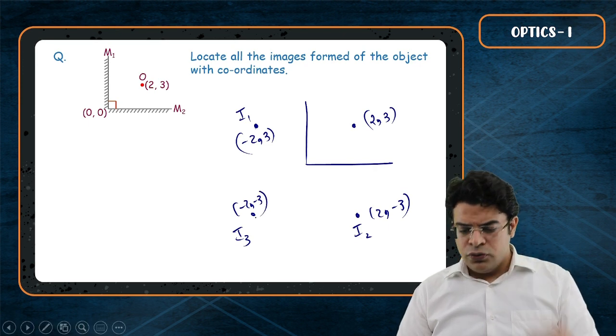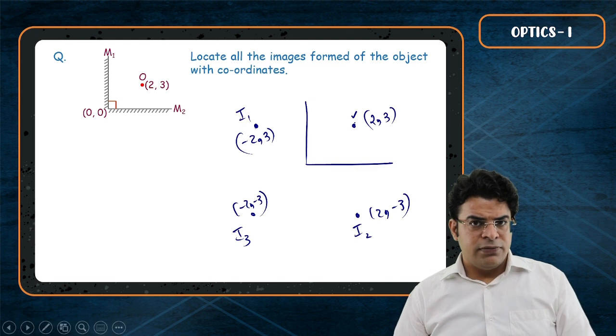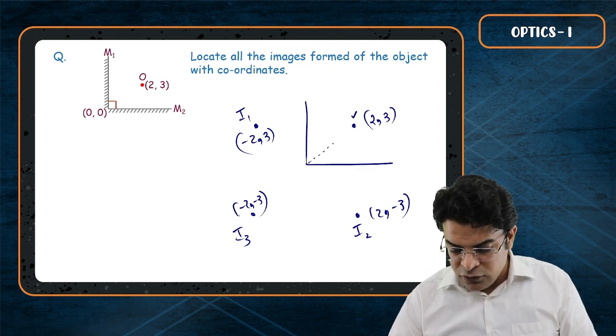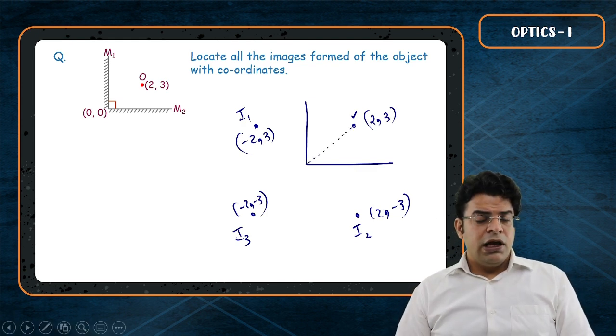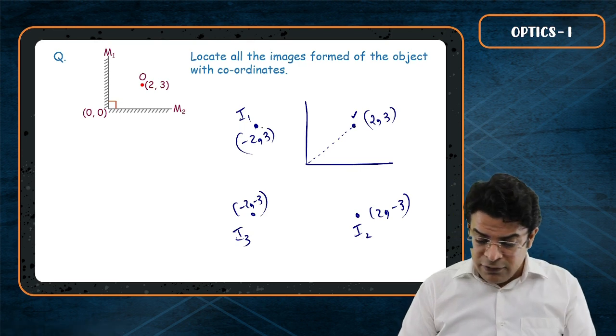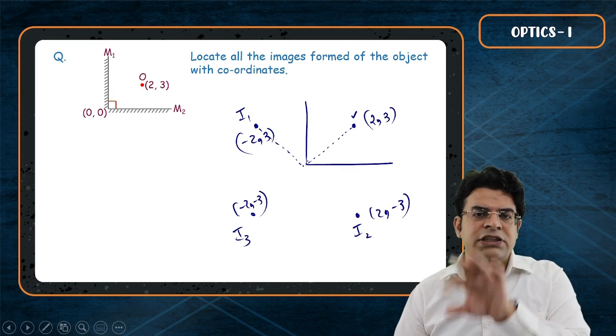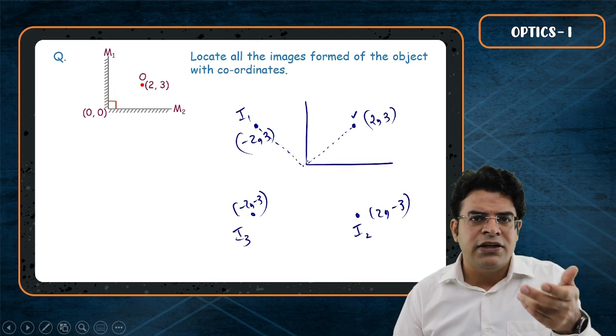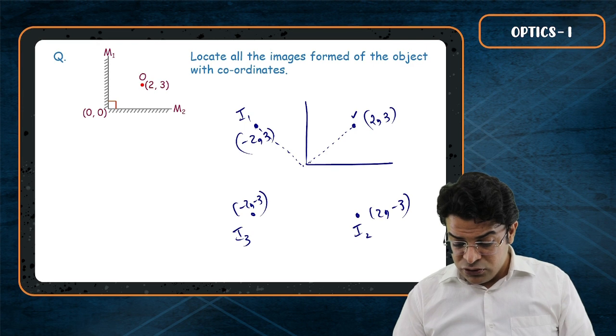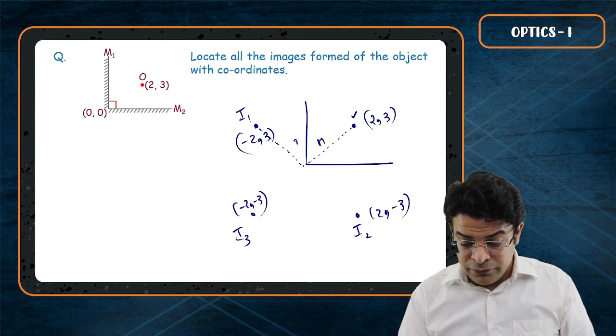If I ask you what is the distance of the object from the origin, you will say the square root of 2 square plus 3 square. If I ask you what is the distance of I1 from the origin, you will say the square root of -2 square plus 3 square, but -2 square becomes as good as 2 square. So these two distances will be the same, let's call them R.